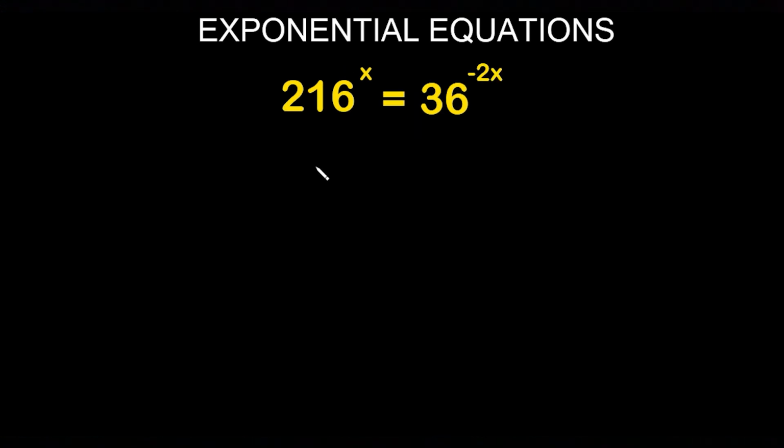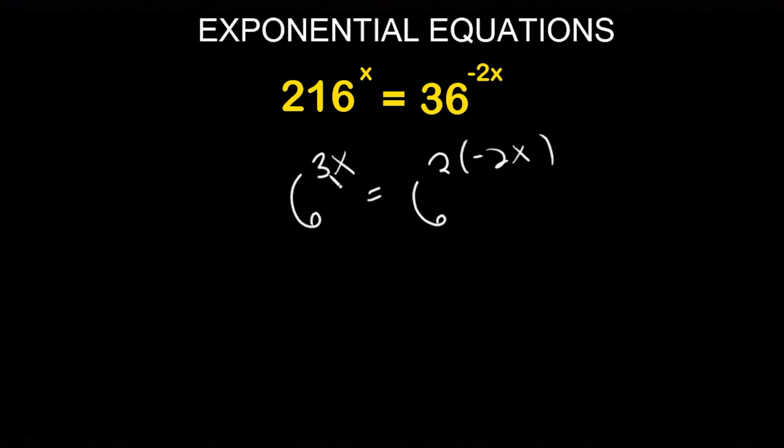So here's our next example. Same thing, we're dealing with exponentials here. Can we match up the bases? Well, this 216, that's really 6 to the third power. So I can rewrite this as 6 to the third power, and then it's going to be 3 times x, like that. Equal to, this 36 I can rewrite as 6 squared. So 6 to the second power, and then times a negative 2x.